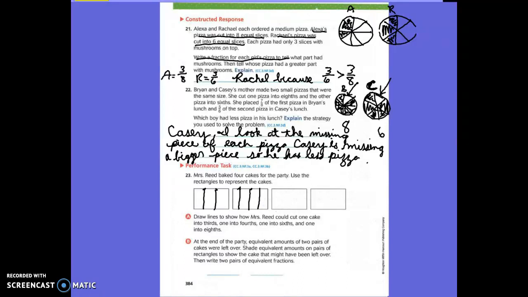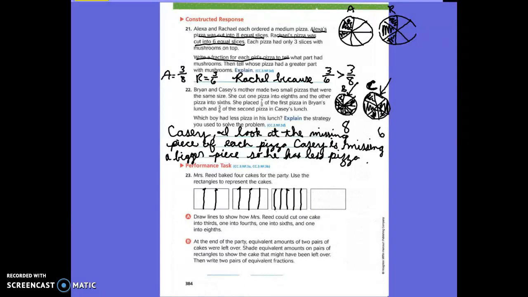Then I need 1 cut into 6. So I'm going to cut it into thirds like I did the first time. So I cut it into thirds first, but then I have to cut my thirds in half. So then I have to cut this one down. I cut this one down the middle. And I cut this one down the middle. Now I have 6.